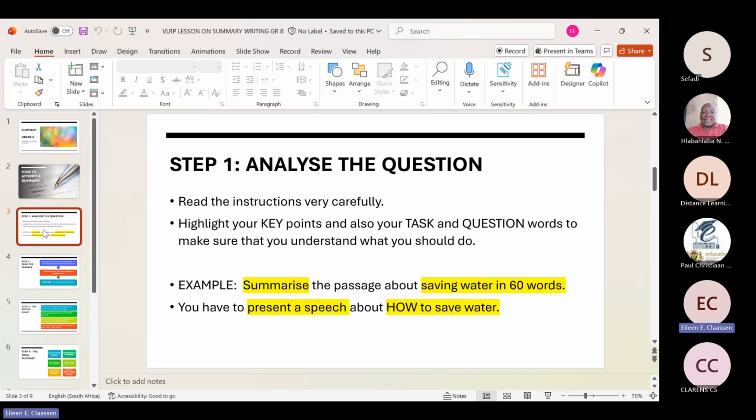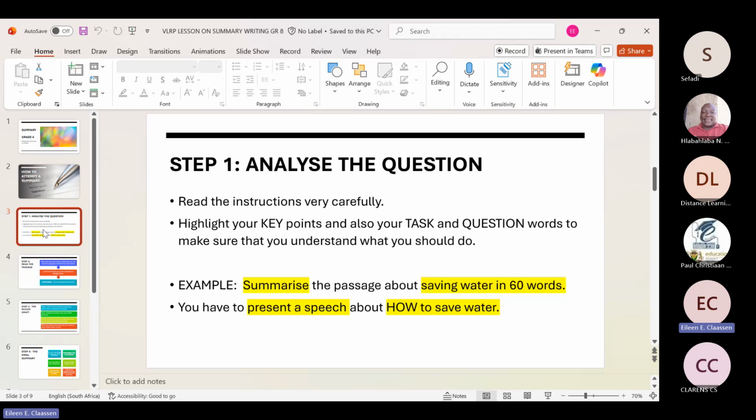Then when you start reading your question, you must make sure that you highlight your key points. In other words, what information in your question is important, you highlight or underline or circle. And you also underline or highlight your task and your question words, because you need to be very sure that you understand what you should do. What is the question asking from you?